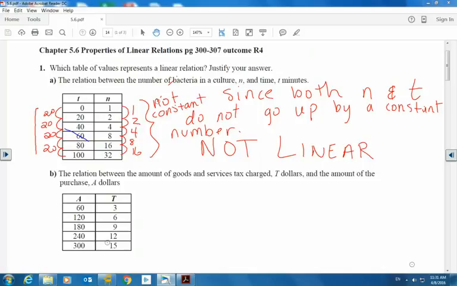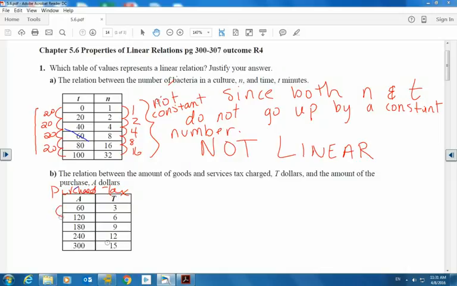Okay, let's have a look at the next one. In B, it says the relation between the amount of goods and services tax charged, so that's the GST tax, in T dollars, and the amount that was purchased in A dollars. So this is what's being purchased, and this is your tax that you're being paid. All right, so is it a constant rate? You need to see what's the change in all of your A values.